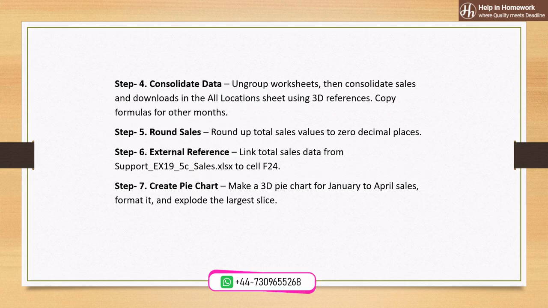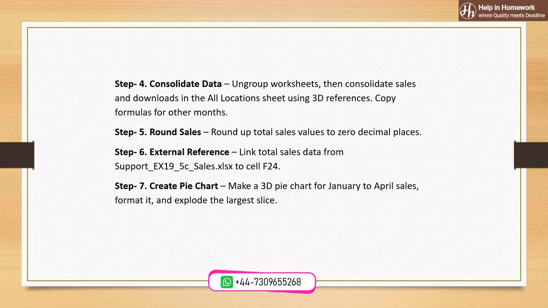Step 4. Consolidate data, ungroup worksheets, then consolidate sales and downloads in the All Locations sheet using 3D references. Copy formulas for other months. Step 5. Round sales, round up total sales values to 0 decimal places.